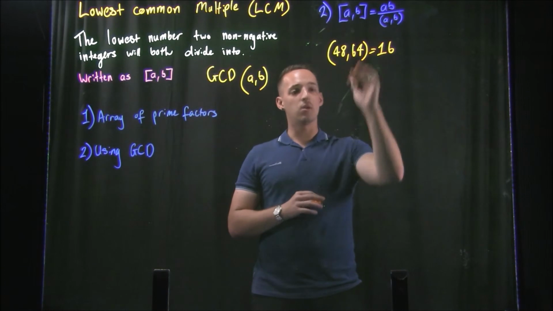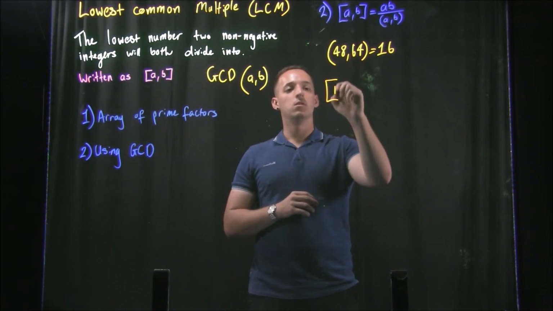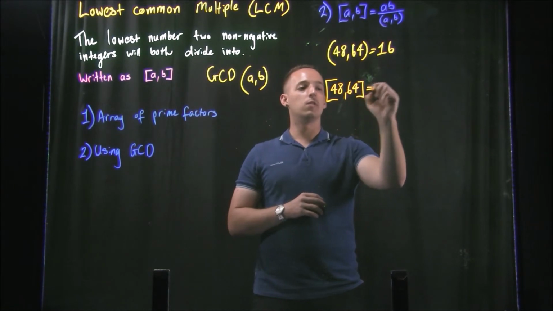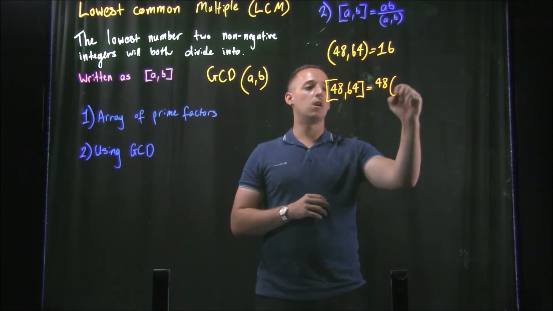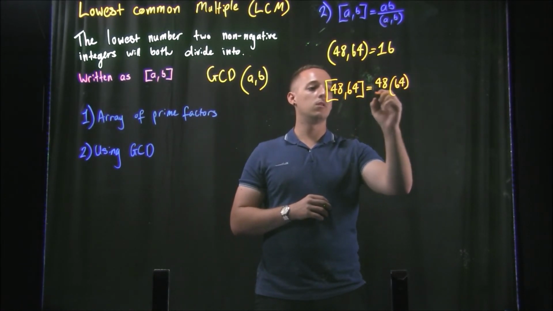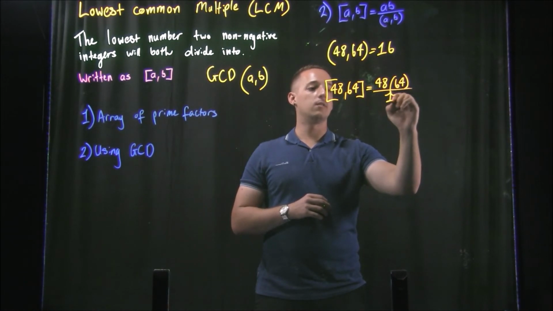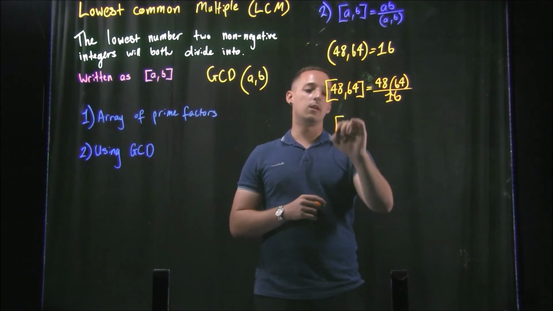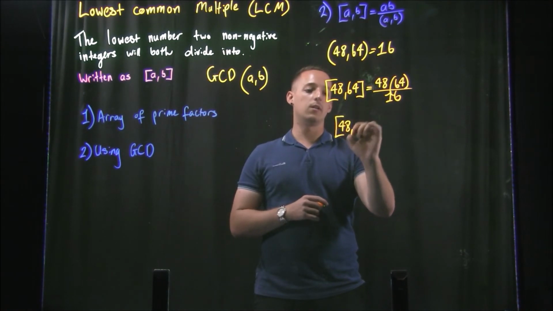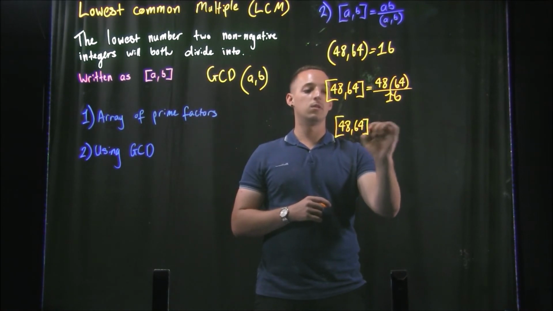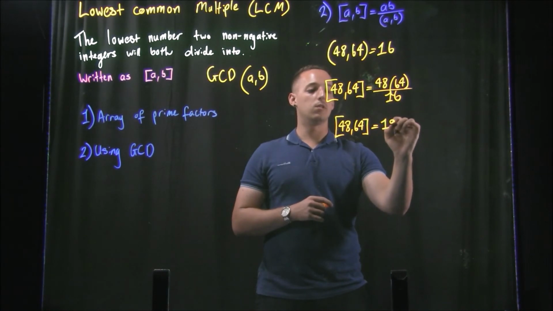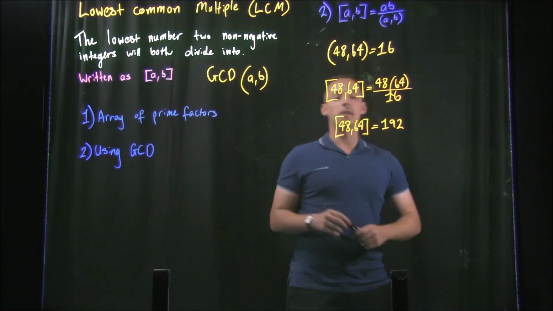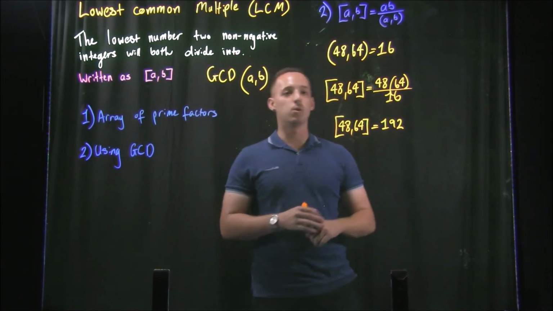So we can then take our rule. The LCM of 48 and 64 is equal to 48 times 64 divided by 16. And we get that the LCM of 48 and 64 is 192. So that is the lowest number that both 48 and 64 will go into.